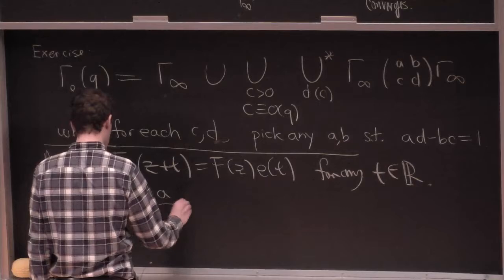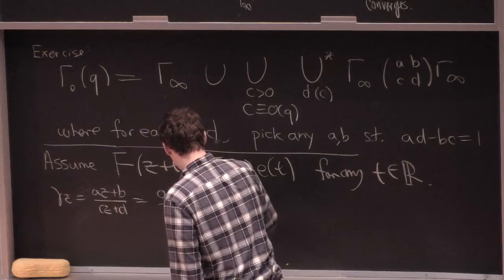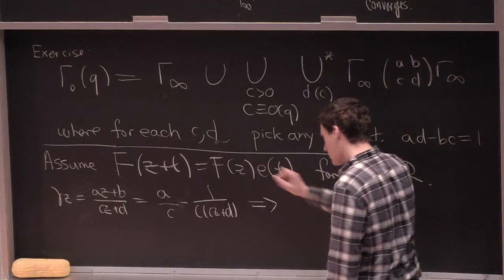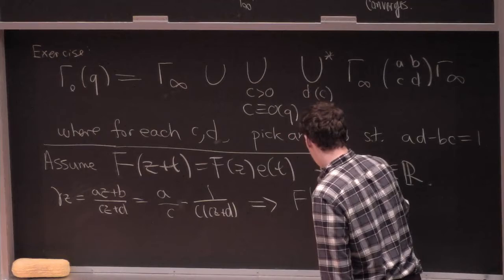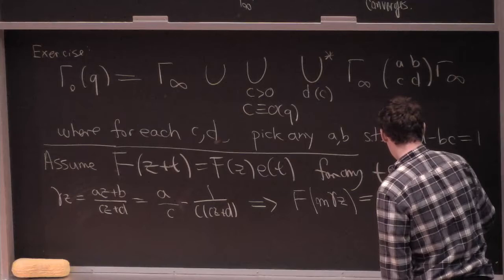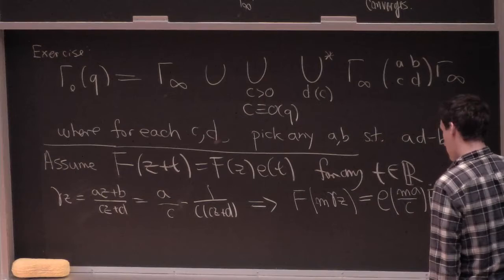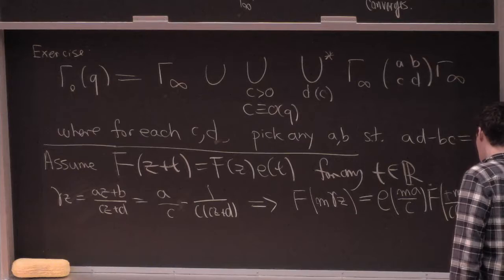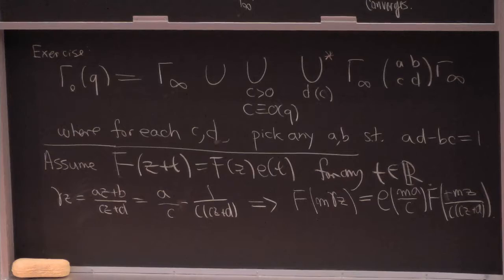I can write this in the following way. Under this hypothesis on f, f of m gamma z, which comes up here, is actually going to be e of m a over c times f of minus m z over c, cz plus d.